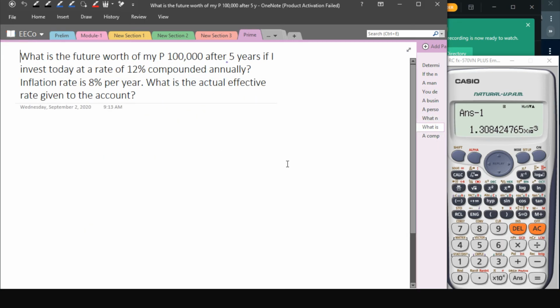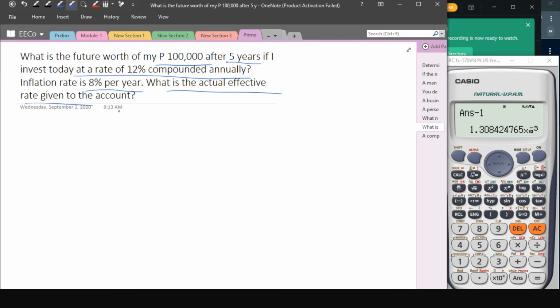What is the future worth of my 100,000 pesos after 5 years if I invest it today at the rate of 12% compounded annually? Now, you have an inflation rate per year. What is the actual effective rate given to this account? So, sir, paano po ba kino-compute yung inflation? Yung inflation mo, ganito, isang pahapyaw na lang.